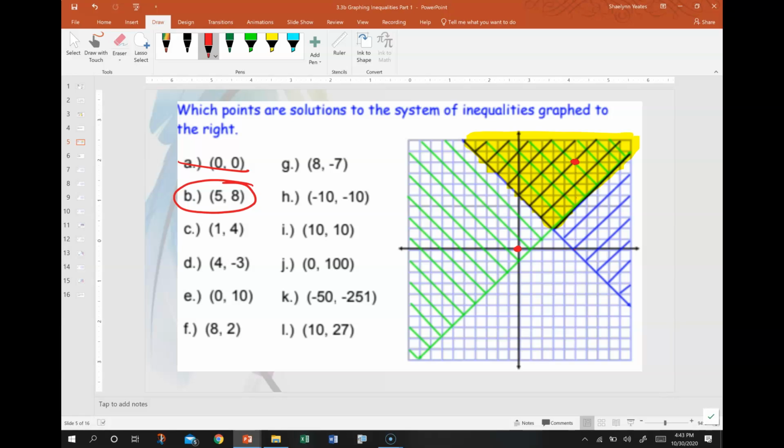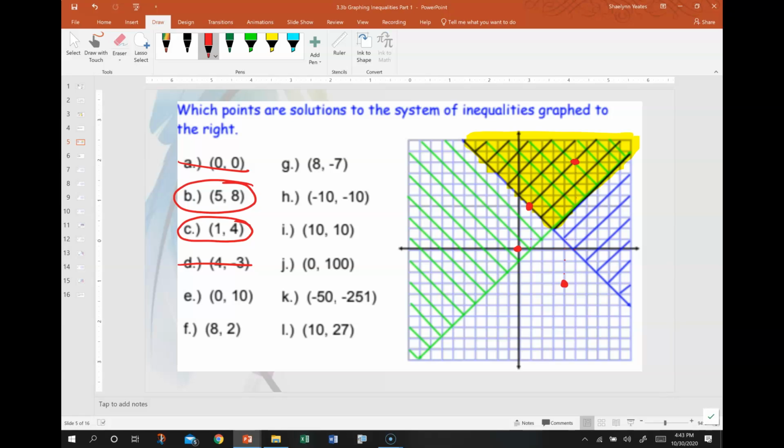Over 1, up 4. That's on a solid line, so that one is a solution. Over 4, up 3. Again, it's on a solid line. Oh, no, wait, that's down 3. Whew! Almost screwed up there. 1, 2, 3. That one's not in the shaded area of both. It's not even in a shaded area. It's awkwardly all on its own.